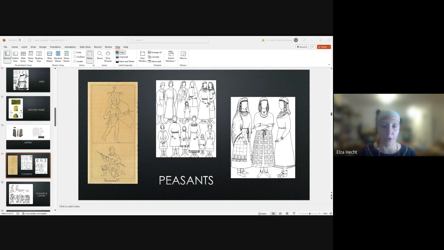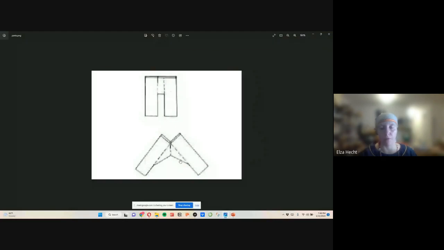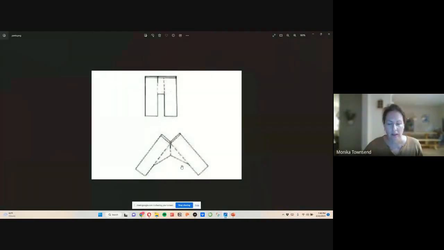It's a very simple pattern. Okay, so this is the pants. Can you see my screen still? We've lost your screen. I thought I shared it back. Sorry. Here we go. This is the pattern for the pants. Now we can see it.